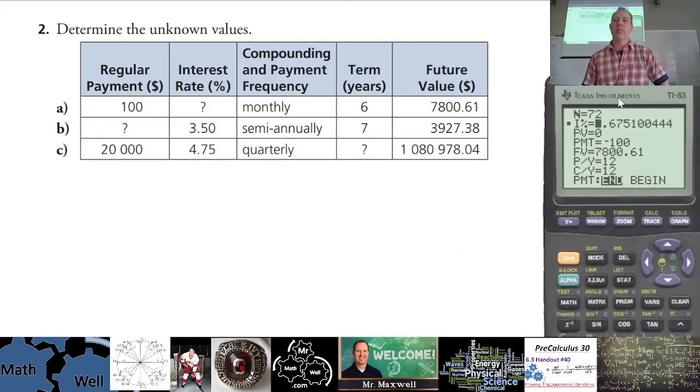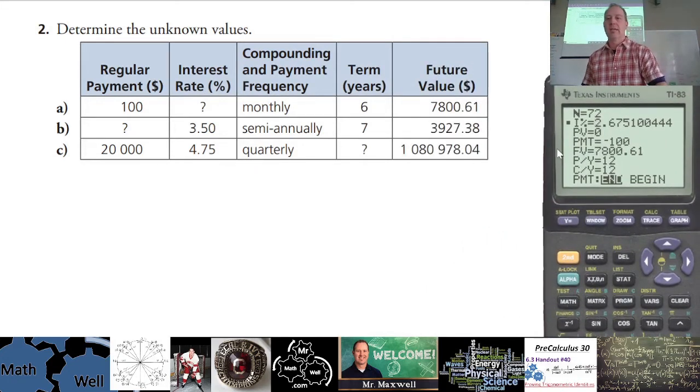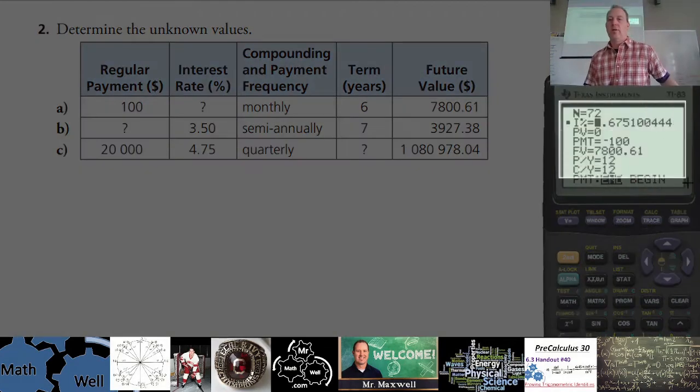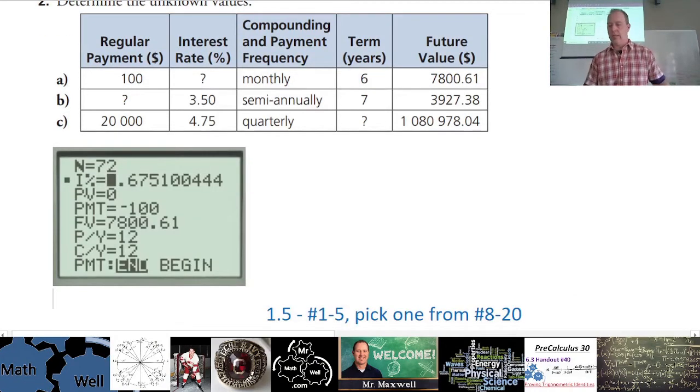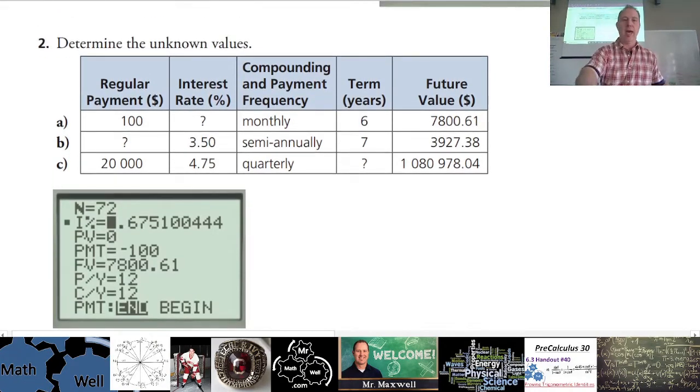2.68%. Can someone confirm that in the back of the book there? 2.68%. Is that what we're looking for? Yes? Okay. So that worked out well. Okay, so here is the answer for A. Any questions on that? Scanning the room. Nothing? All right, let's do B.